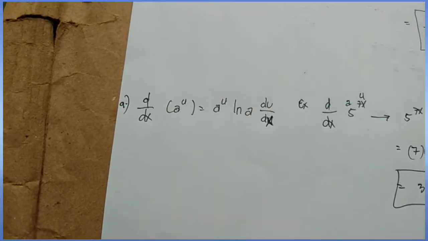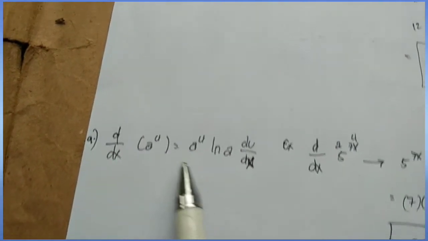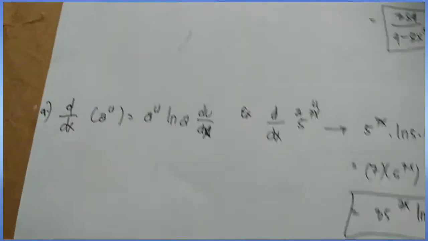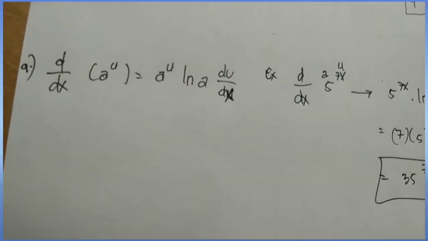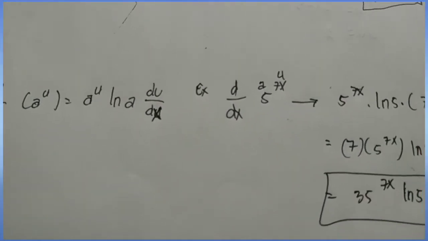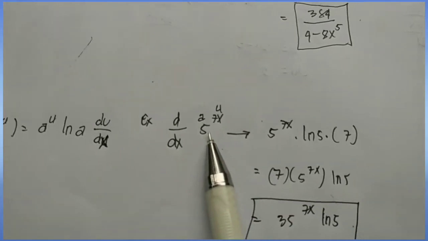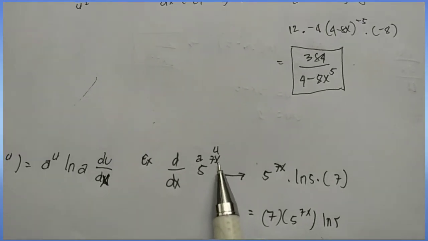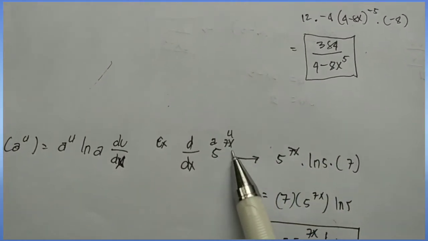For number 9, we have an exponential function. d over dx of a to the u is a to the u ln a du over dx. For example, we have d over dx of 5 to the 7x. So your a is 5 and your u is 7x.